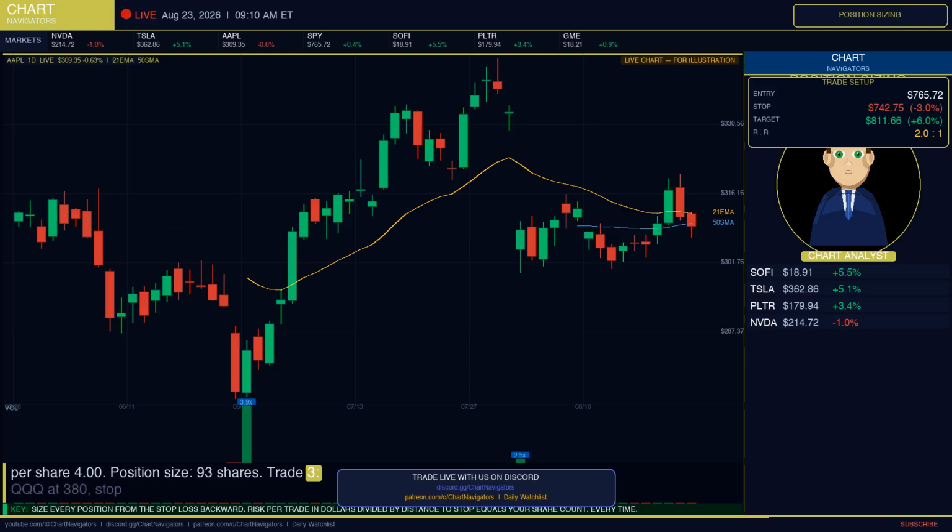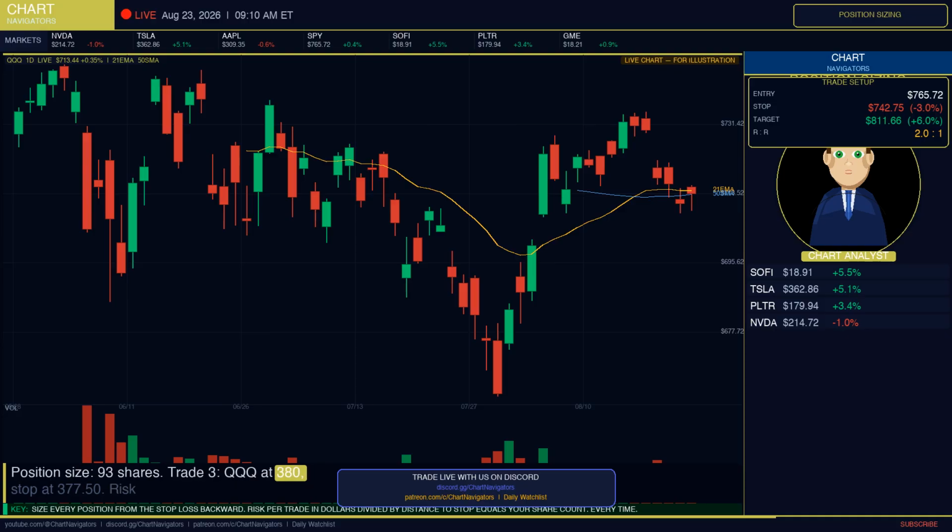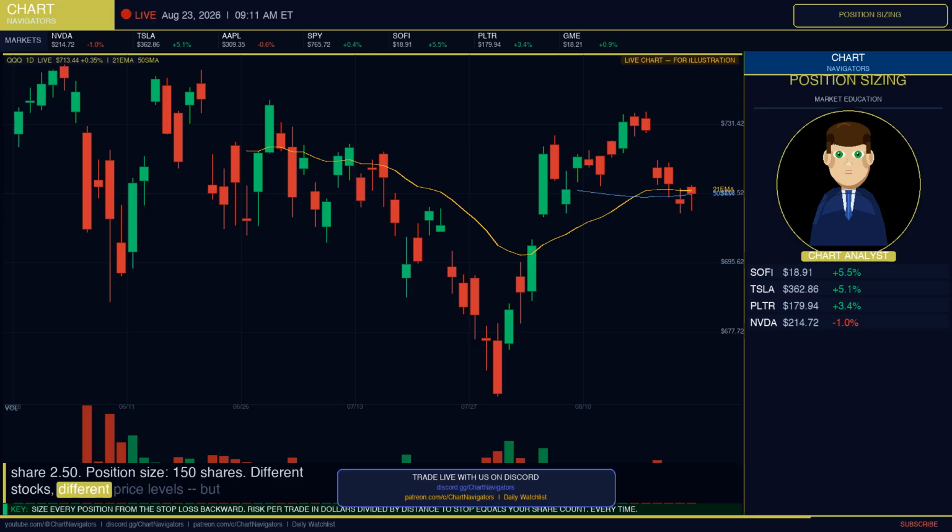Trade 3. QQQ at 380. Stop at 377.50. Risk per share 2.50. Position size 150 shares. Different stocks, different price levels, but the same $375 risk on every single trade.